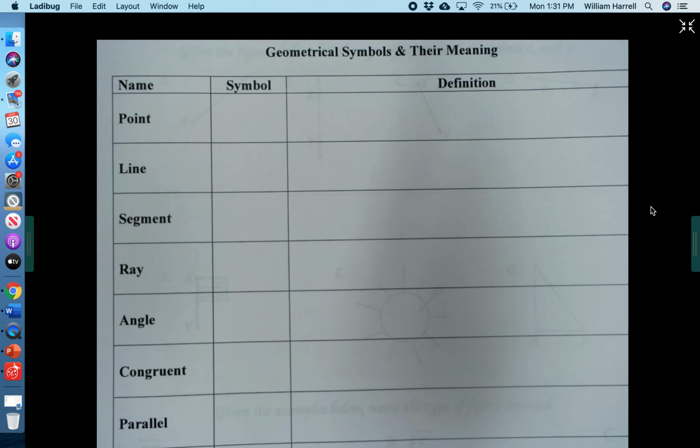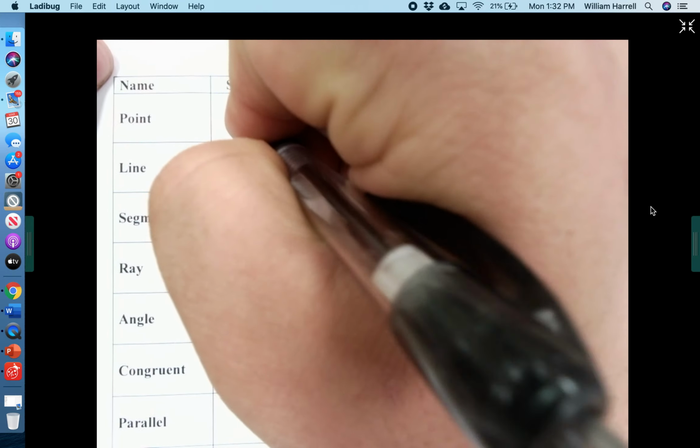different vocabulary words you'll see in this unit, what their symbols look like and their definitions. Honestly, guys, if you can remember symbols and what it's called, and also just a little bit of your definition, you'll be just fine. All right, so a point looks like a dot.